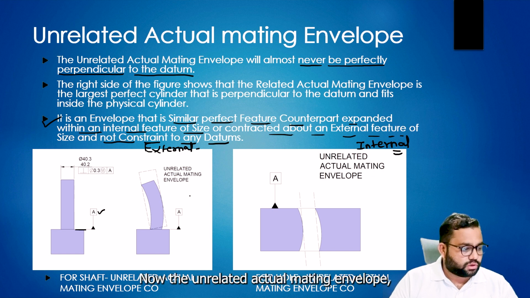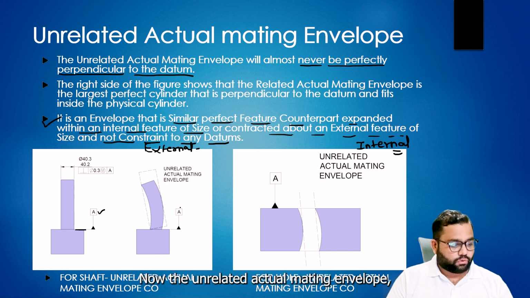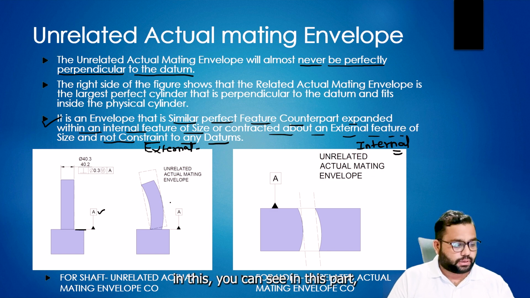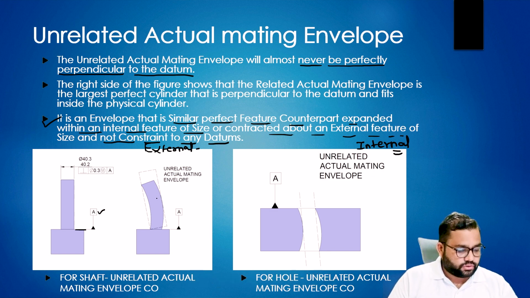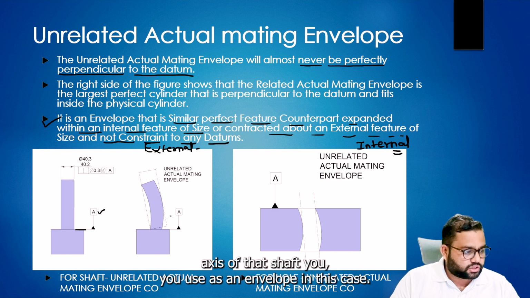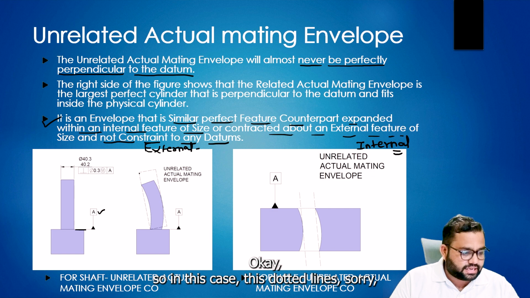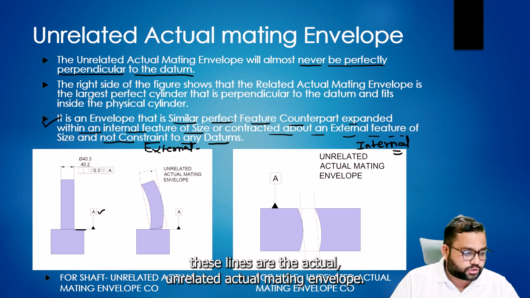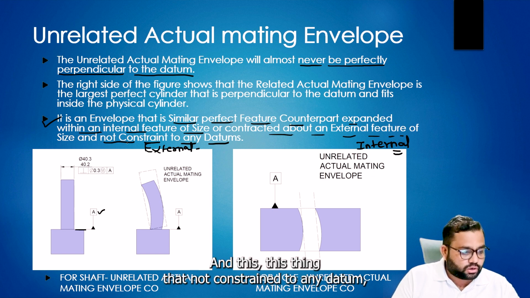Now for the unrelated actual mating envelope, in this part you have a boss-like shaft structure. To measure, you use the axis of the shaft as an envelope in this case. These dotted lines are the unrelated actual mating envelope, and this is saying that it is not constrained to any datum.